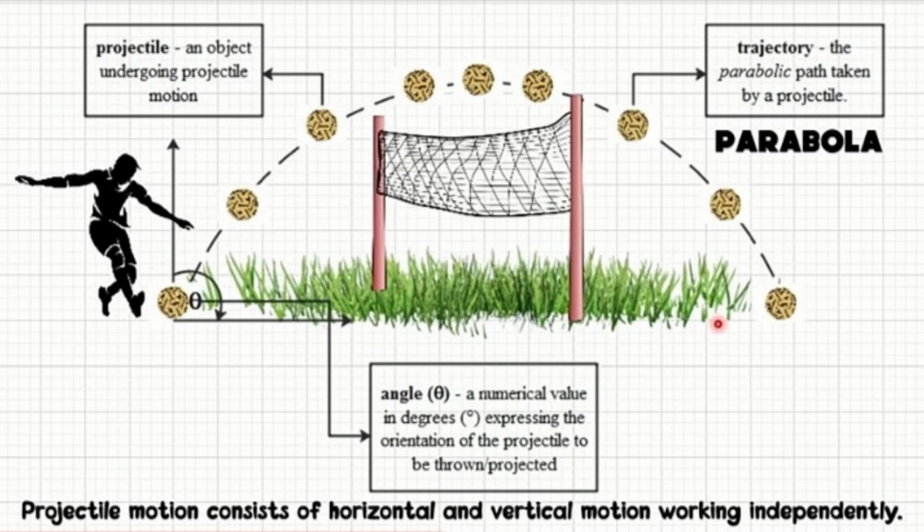An angle-launched projectile exhibits a full parabolic trajectory motion. This shows that as the player kicks the rattan ball in the air, the ball will eventually go back to the ground, still due to gravity, as it moves horizontally. Hence, projectile motion consists of horizontal and vertical motion working independently.